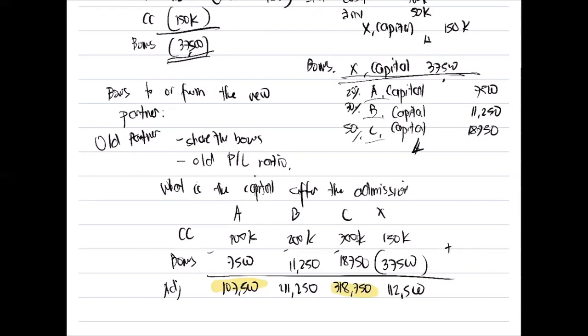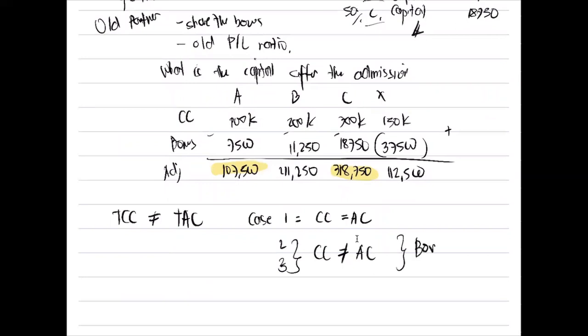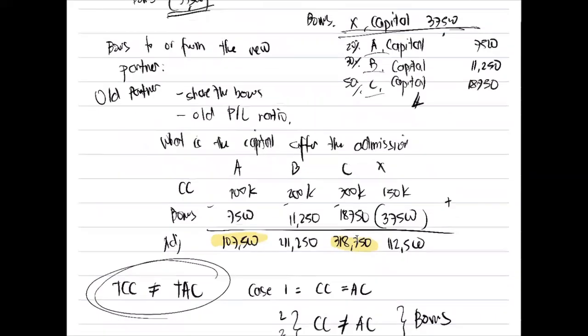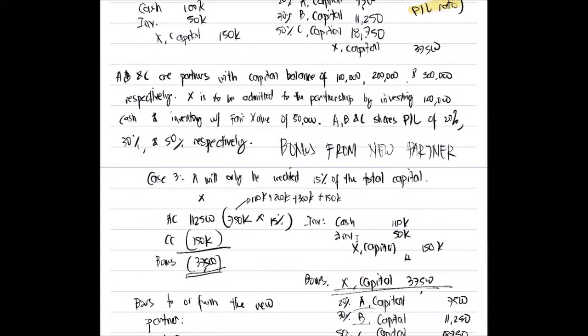Okay. So how about if ever your total contributed capital is not equal to your total agreed capital? Because again, we have here your case 1. We have your contributed capital is equal to your agreed capital. Case 2 and case 3, we have here your contributed capital is not equal to your agreed capital. However, this is under bonus. Now, what if your total contributed capital is not equal to your total agreed capital? So how do we account for that? So let's just copy this example and we go with your case 4.